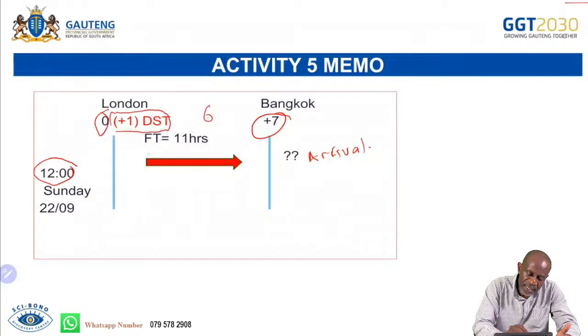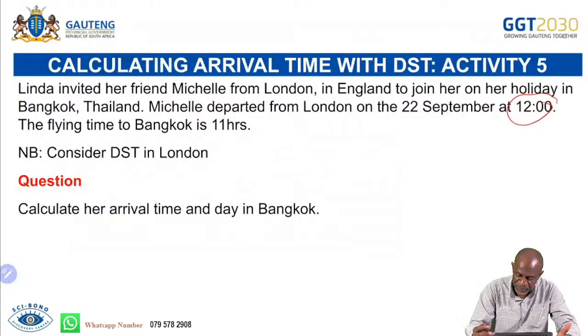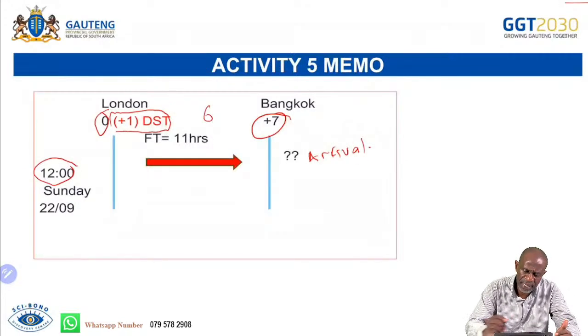So if you add the 6 hours to the time in London from the question, which we have learned is 12 hours, then it means when it is 12 hours in London, in Bangkok, as we add the 6 hours, it will be 18 hours.